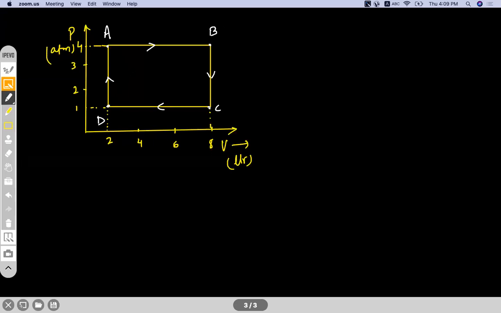No, we are doing work only. We are doing work only, under work only we have this, okay? So now suppose this is the process given, you need to find out work done in this process.